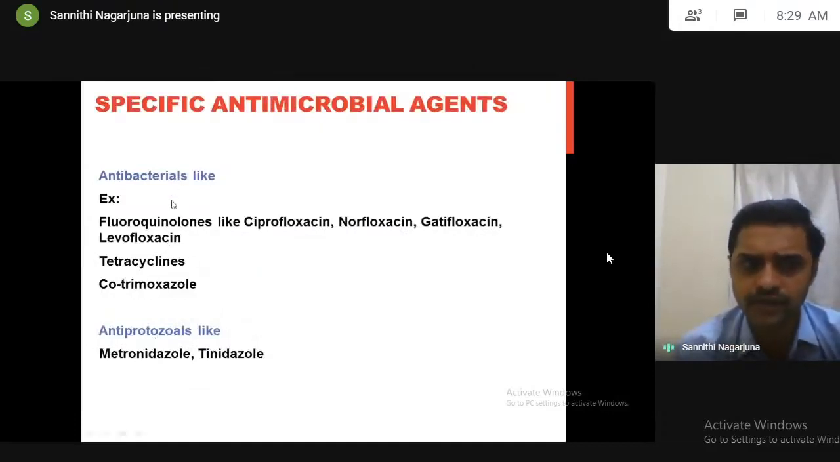So we are using antibacterials and antiprotozoals. Most antibacterials used are fluoroquinolones like ciprofloxacin, norfloxacin, gefloxacin, levofloxacin, tetracyclines, and cotrimoxazole. And antiprotozoals like metronidazole and tinidazole. If you see in the market also, you're having a combination of ciprofloxacin with metronidazole, norfloxacin with metronidazole. The reason behind is the diarrhea is because of bacteria and protozoa.